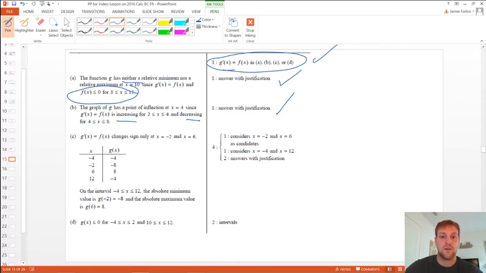The fact that we considered -2 and 6 as critical points, the fact that we considered our endpoints. So we got 2 points, half the points, for considering all the points. And then 2 points for my answer with justification, which is the fact that it's -8 for my minimum and 8 for my maximum. So there you have it.